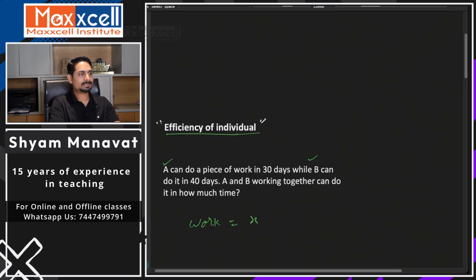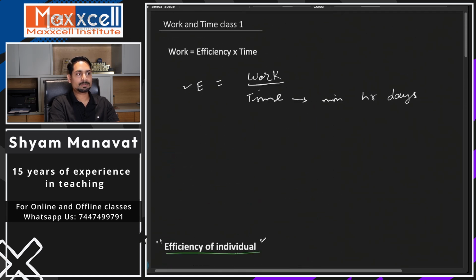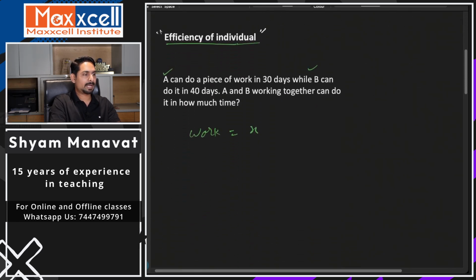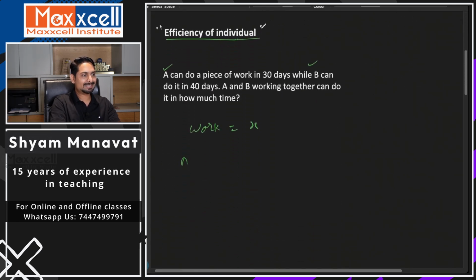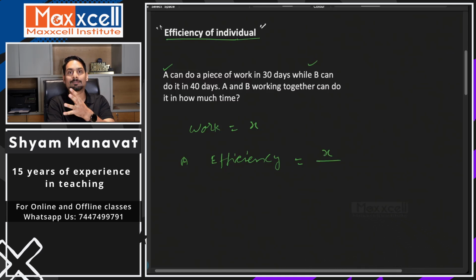How will we calculate the efficiency of an individual? Efficiency equals work upon time. So I will say A's efficiency will be work, which is X, upon time taken by A. So A's efficiency will be work done by A divided by time taken by A.